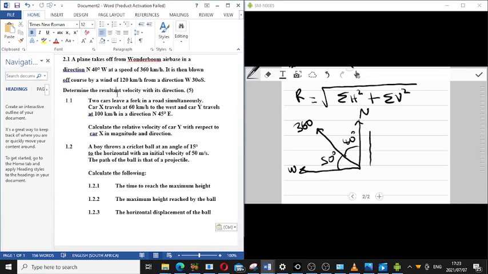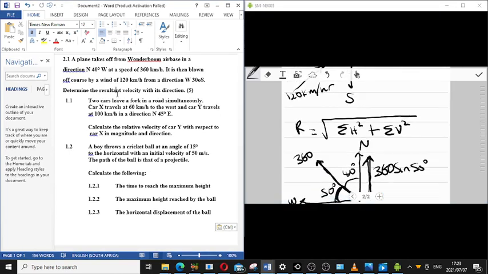So if you want the vertical component here, it will be 360 sine 50 degrees, since our angle is taken to the horizontal. The horizontal component will be 360 cos 50 degrees. In other words, our angle is taken to the horizontal. And at the same time, it's moving away from the point, so vertically it goes away, and horizontally it also goes away from the point.